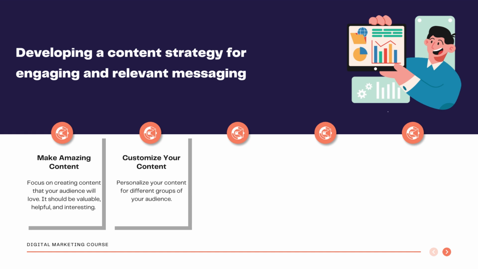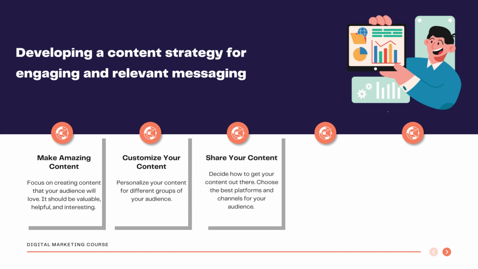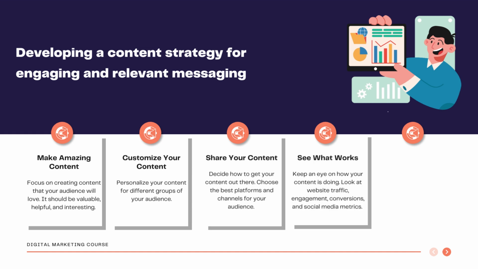8. Share your content. Decide how to get your content out there. Choose the best platforms and channels for your audience. You can use social media, emails, search engine optimization, SEO, guest blogs, partnering with influencers, and more. 9. See what works. Keep an eye on how your content is doing. Look at website traffic, engagement, conversions, and social media metrics. This will show you what's working well and what needs improvement. Use the data to make your content even better.